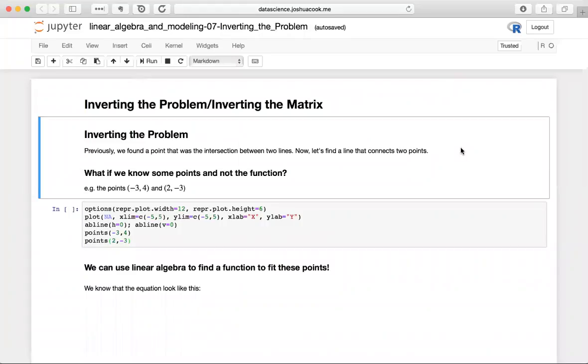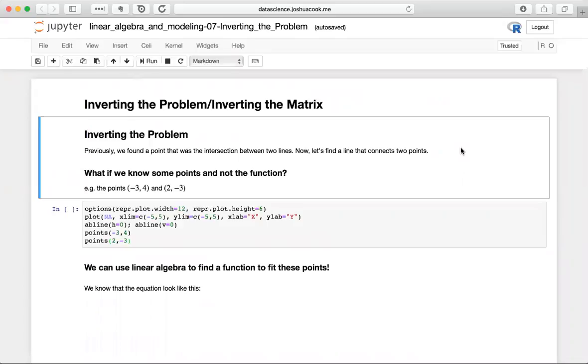Okay, welcome to the 7th lesson in the linear algebra and modeling sequence. This is called inverting the problem, inverting the matrix. So previously we found a point that satisfied two lines. It was the intersection between those two lines. It was the set of values that was a solution to both equations defining the lines.